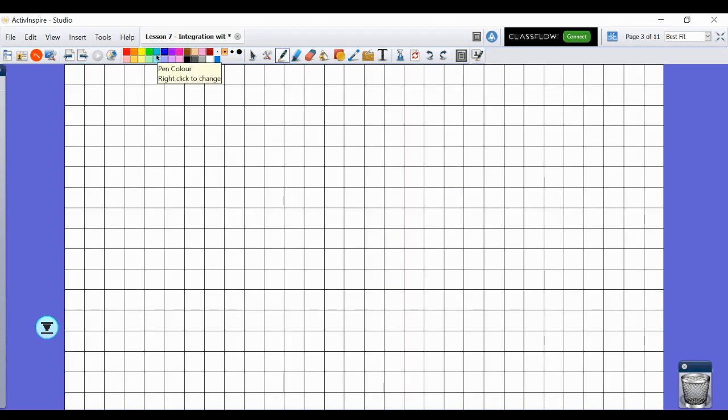In your notes jotter, can you take the heading integration with substitution, and then in brackets just write not given. So integration with substitution. Not given.